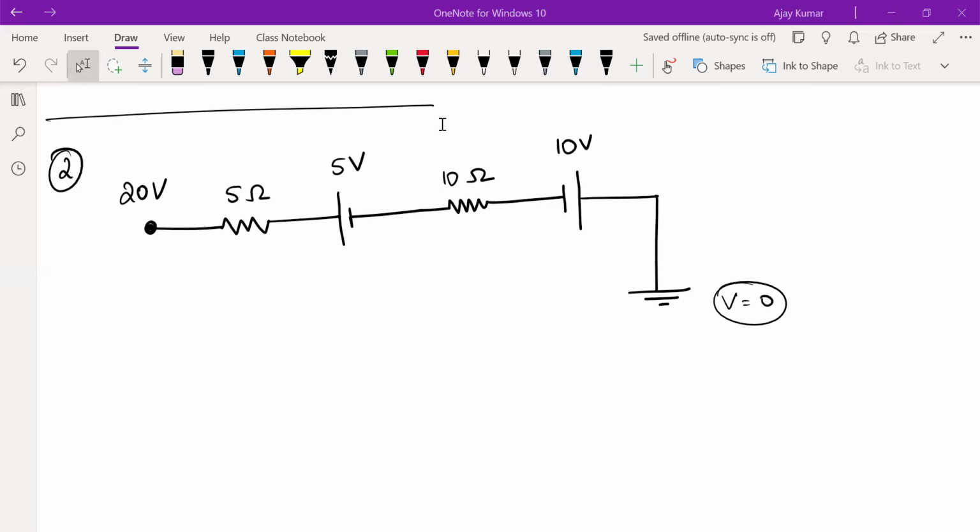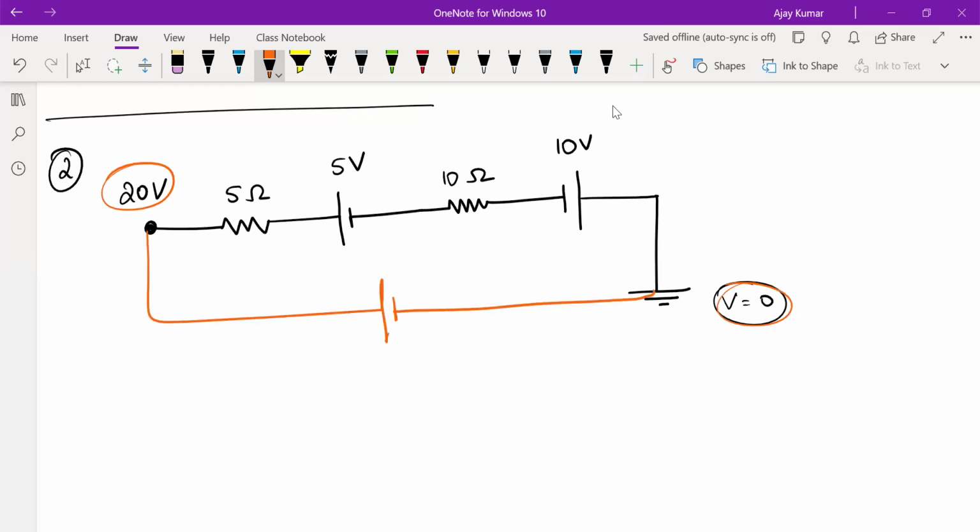What I was saying is some of you may ask, where is the loop to apply KVL? You can create a loop. See, the potential at this point is 20. Here it is 0. So you can assume there is a battery of 20 volts between these two points, and then you get a loop. Actually, without that also you can solve, but this is one of the ways to do it.